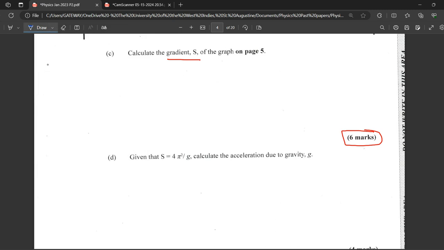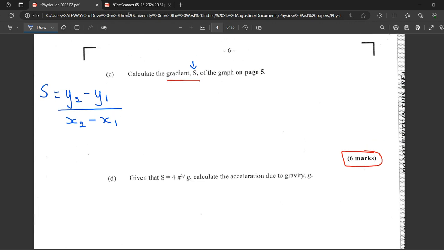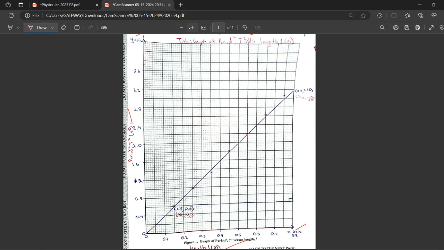So I'm gonna put S for gradient, because they say gradient, comma S, which means gradient. That is equal to y2 minus y1 all over x2 minus x1. Now, this is a fixed formula. Any straight line has this formula for the gradient. But you gotta get these x2, x1, y2, y1. You just get that straight from the graph.